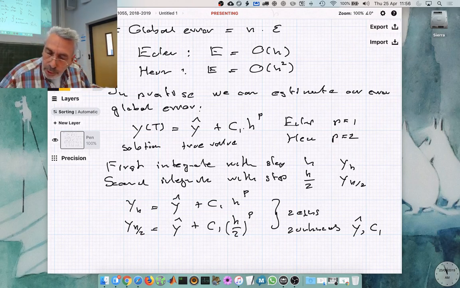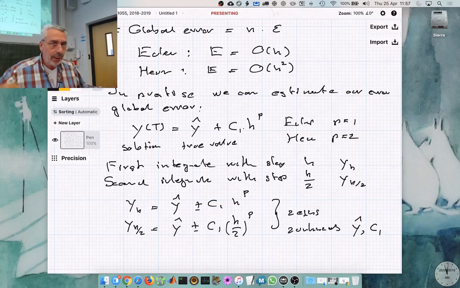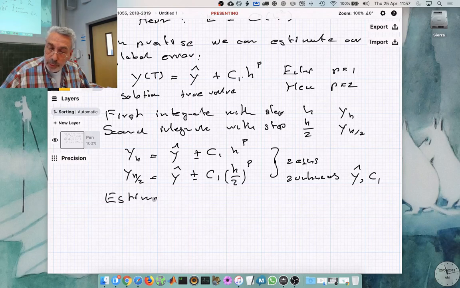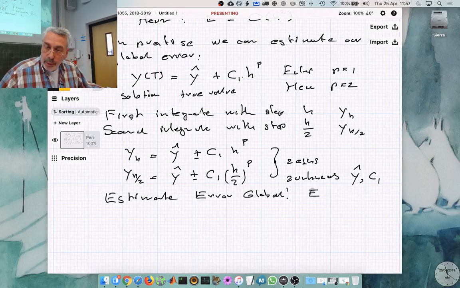Unfortunately, the plus here is like a plus minus. It's not really a plus. The error can be a little bit up or down. And that makes the solution a bit different. But from these you can actually solve. And we can make an estimate on the global error. So we can estimate the error. I would say global error, I should say. Global error E. And how do we do that?